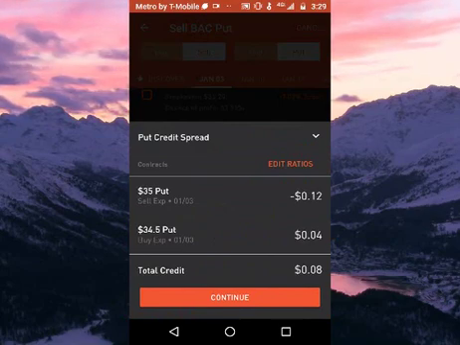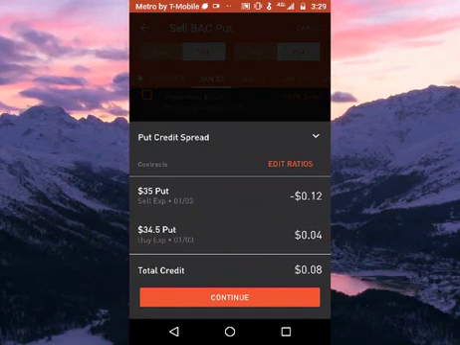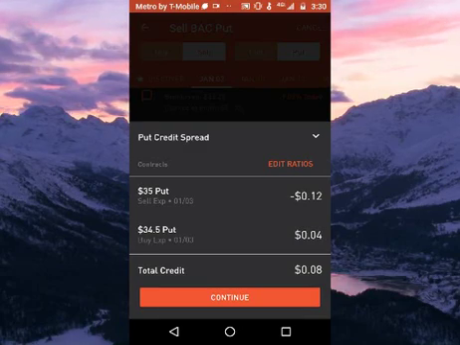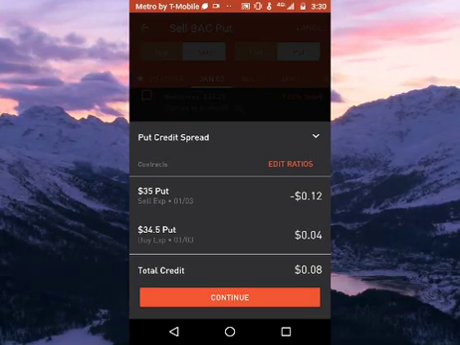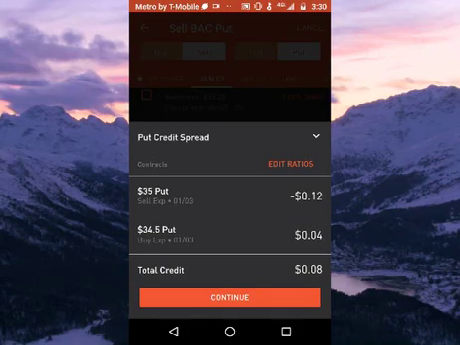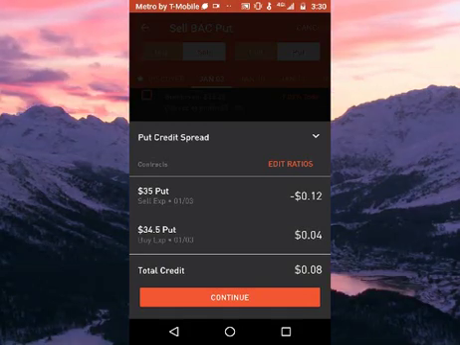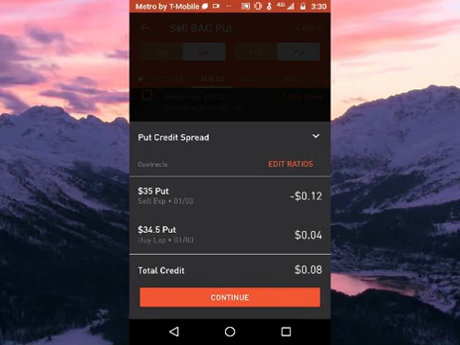Now the maximum profit that I'm going to make off of this trade is going to be 0.08. You multiply that by 100, you get $8. You get that price, 0.12 minus 0.04. The minus indicates that you're selling it. That's why it's saying minus. Now we're going to click on continue.